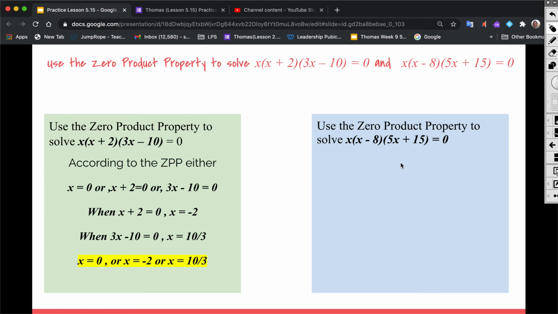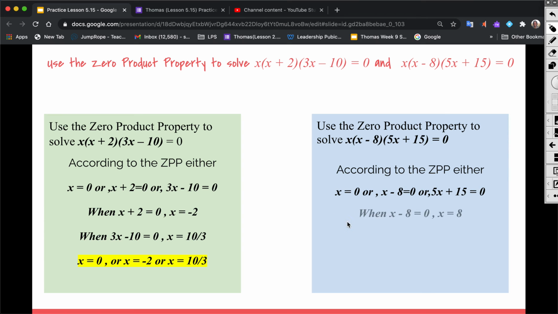So if that is the case, each of the factors must be equal to 0. So what are the factors? We see x, x - 8, and the third factor we're seeing is 5x + 15. So using the zero product property, either x is equal to 0, or x - 8 is equal to 0, or 5x + 15 is equal to 0. We're going to solve each of those. When x - 8 is equal to 0, we know that x is equal to 8, and that is found by adding 8 to both sides. So we know that x is equal to 8.